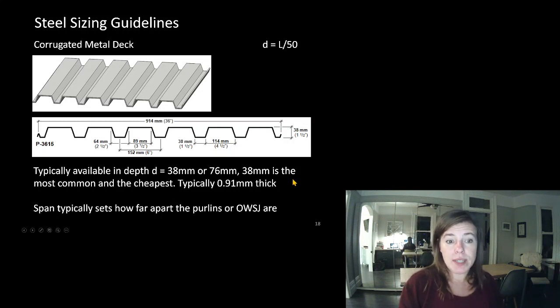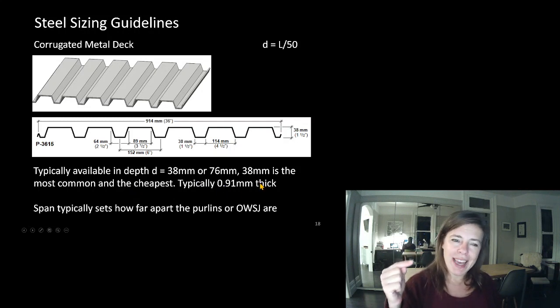Now, we can use sizing guidelines that tell you how deep our deck needs to be, but it's a manufactured thing. There's only so many sizes available. So typical deck is 38 millimeters. This is the absolute norm. We can get it in 76 millimeters deep or 3 inches thick, but 38 millimeters is the most common and it's the cheapest available. It's typically 0.91 millimeters thick.